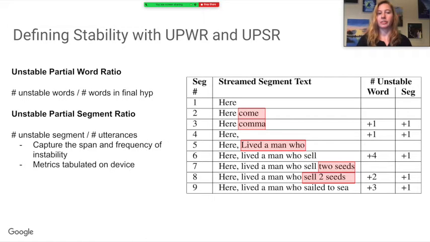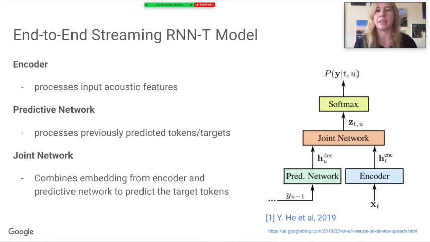Unstable partial word ratio is a ratio between the total number of unstable words and the words in the final hypothesis. A segment is the partial result which is shown on the screen. Unstable partial segment ratio is a ratio of unstable segments to the total number of utterances. We show an example of tabulating unstable segment ratio and word ratio in the example to the right. But generally, word ratio correlates with the severity of the flicker, while segment ratio correlates with the frequency of the flicker. We investigated instability in the context of an end-to-end streaming RNNT model.